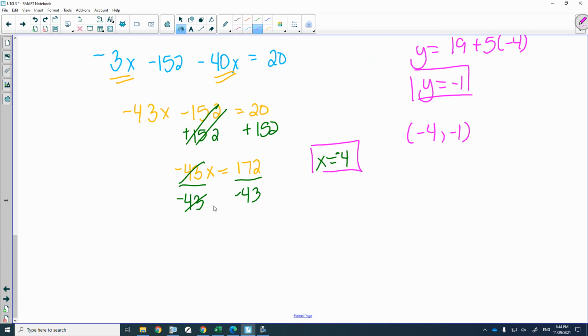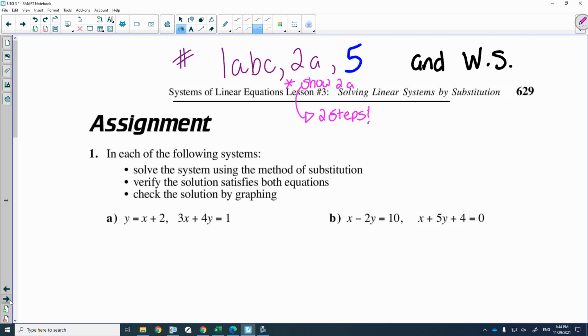Okay, let's look at the homework. There's a couple questions all set up for you. So circle 1A, B, C, 2A, and 5. Go back to question number 1, and I'll just make sure with A and B, you know what you're doing.